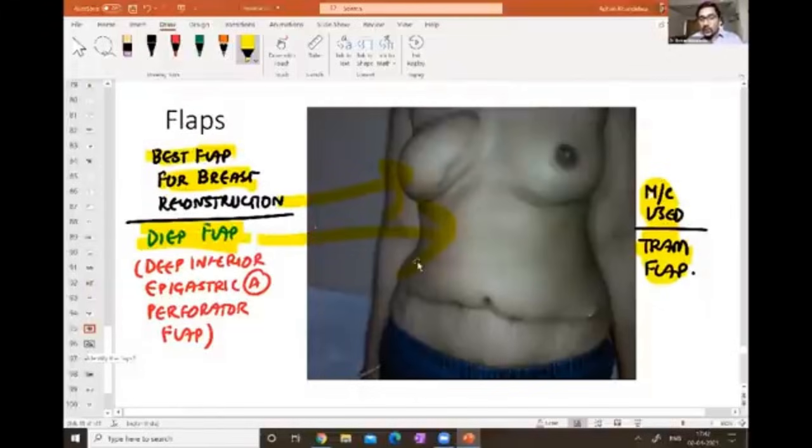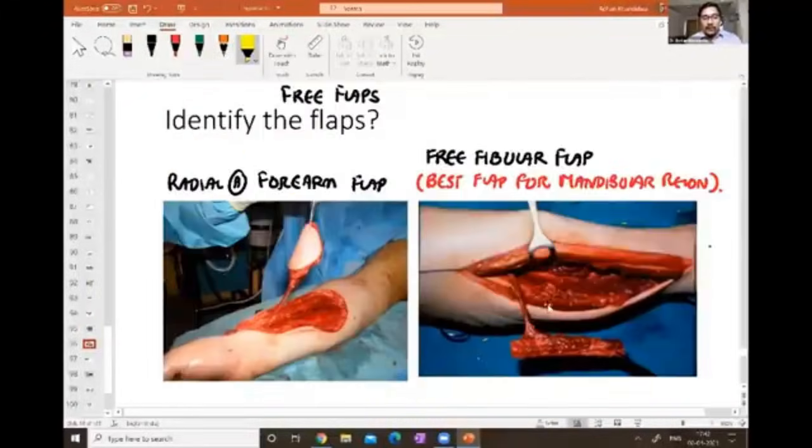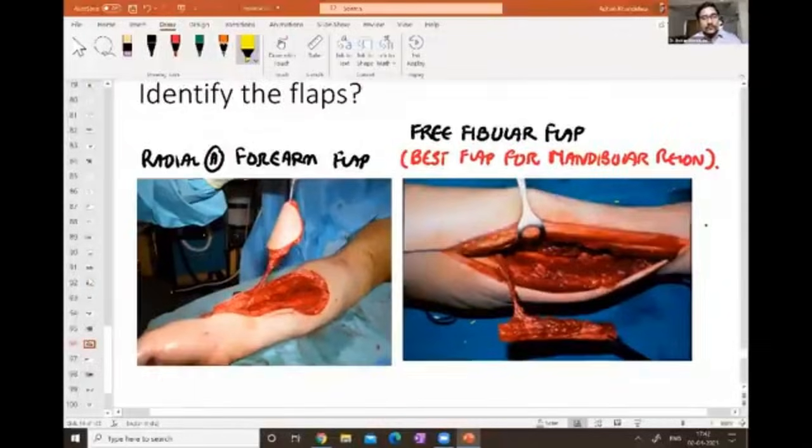Another one which you should know is a free fibular flap. Free fibular flap is the best flap for mandibular reconstruction.